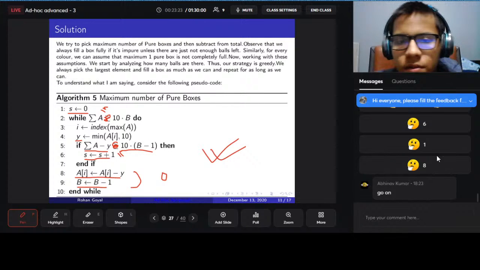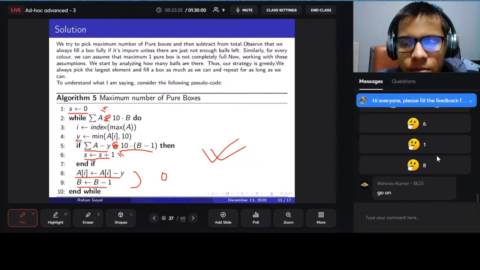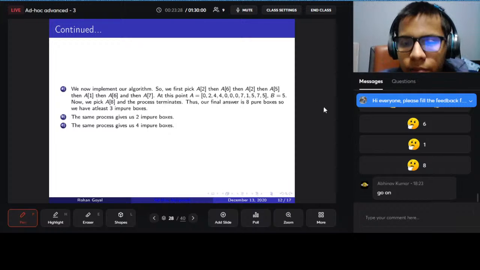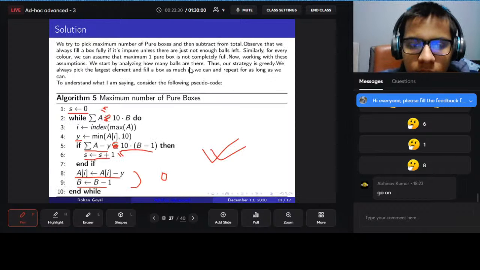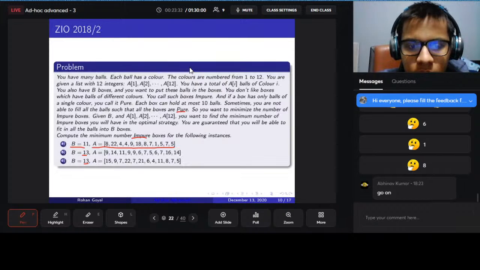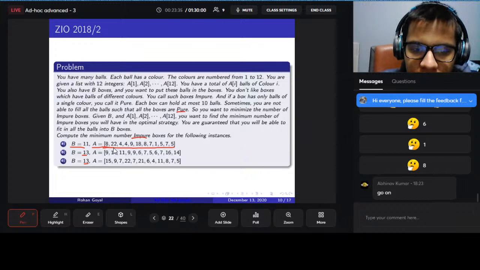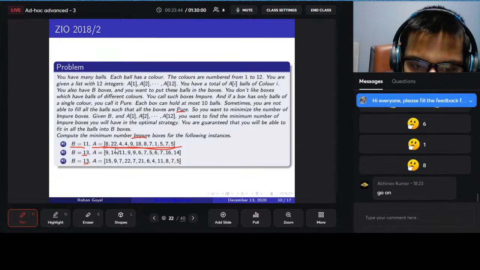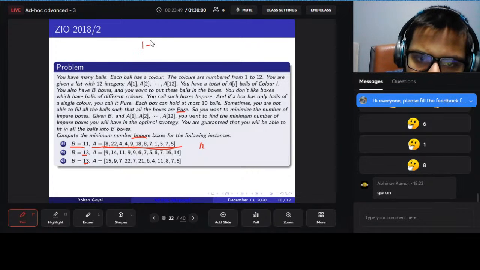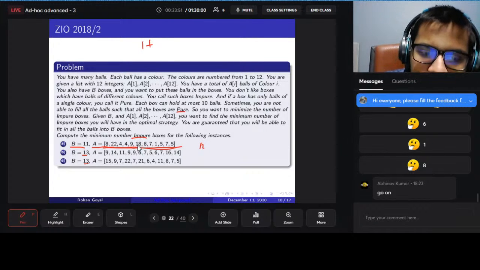Okay, so with this algorithm, we can now implement it. Now see, here are the values. We have the set of values as 8, 22, 4, 4, 9, 8, 7, 6. First we'll pick the value 22, which becomes 12, and we get one pure box. Now the maximum value is 18. This goes to 8, and we get another pure box.